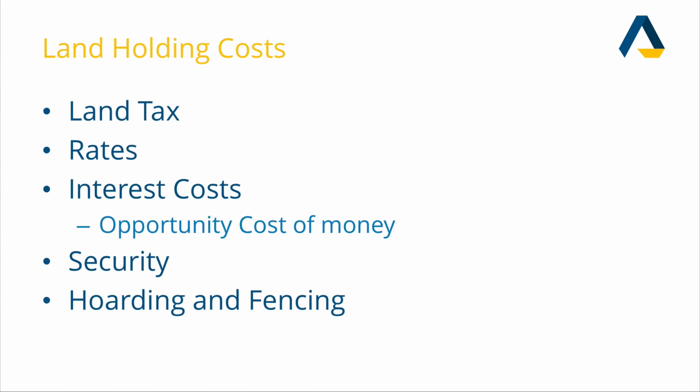There are various landholding costs involved. For example, land tax, rates. These are the costs that are incurred as we are going forward with the development, while we are holding it, while the builder is building it, while you are waiting to get a planning permit. These are the costs that are happening in the background. You've got to be able to allow for them, and you can only allow for them if you can identify what these costs are going to be. You've got interest costs. What is the opportunity cost of your money, for example? Security, hoarding, and fencing.